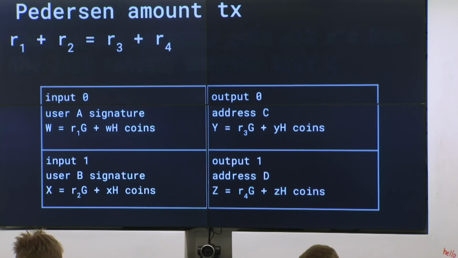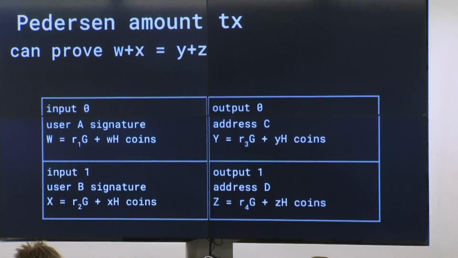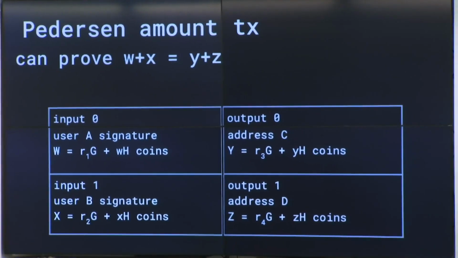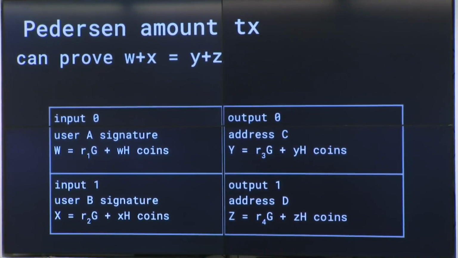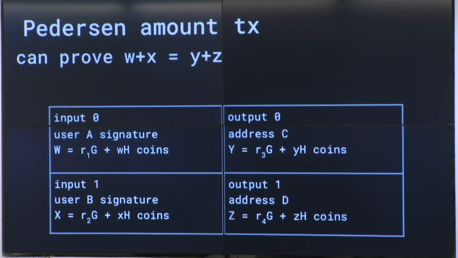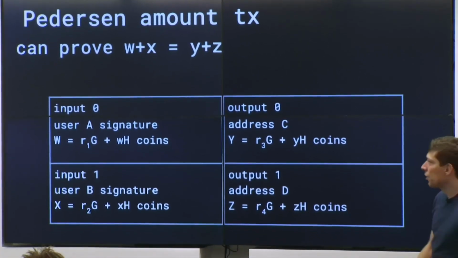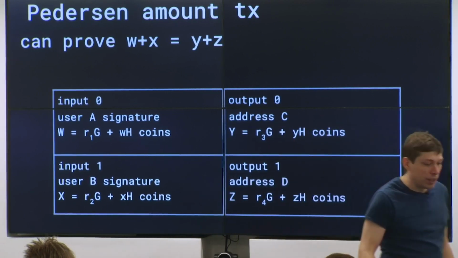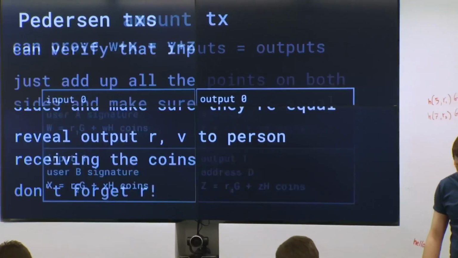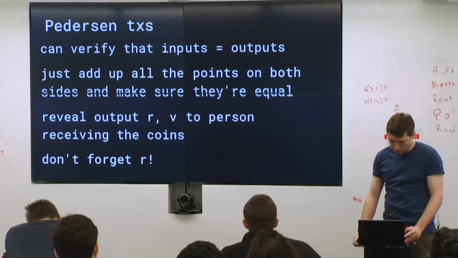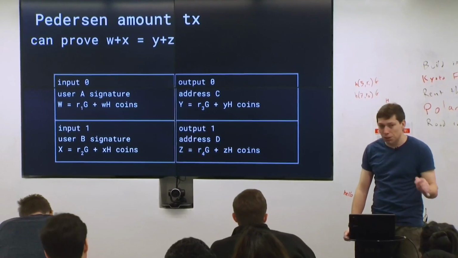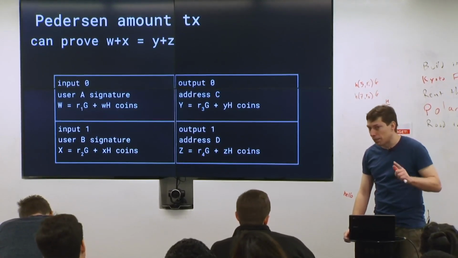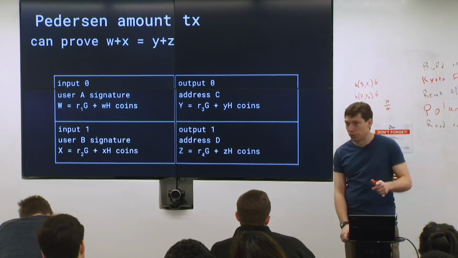So, R1 plus R2 is R3 plus R4. You can prove W plus X equals Y plus Z. It works. It's great. Nodes only need the bigger transaction to know that the inputs are equal to the outputs, right? Yep, nodes can just compute these numbers, and they're good, right? So one thing you could do here, okay, wait, there's one thing that you could do to break it, but it's actually not a big deal. And then there's another thing you can do to break it, it's a really big deal.